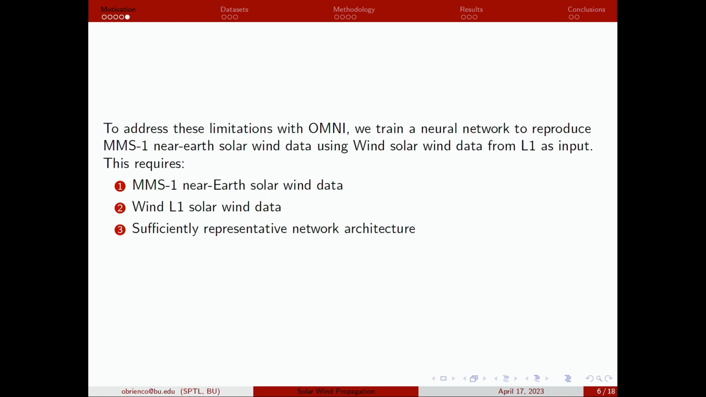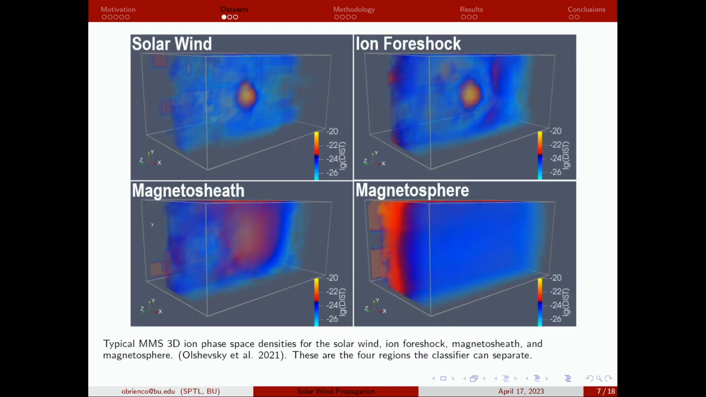So to go through that: in order to assemble a data set of solar wind conditions near the Earth, we partitioned all MMS-1 data from 2015 to, in this case, 2021, although we're working on that last year, with a classification algorithm that looks at the 3D ion velocity distribution function. So these are our representative cases of the 4 categories that this algorithm can discern.